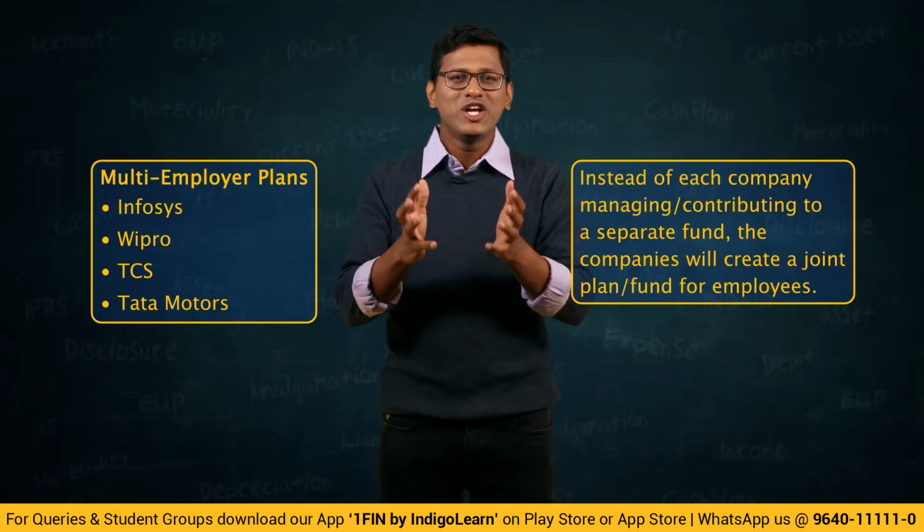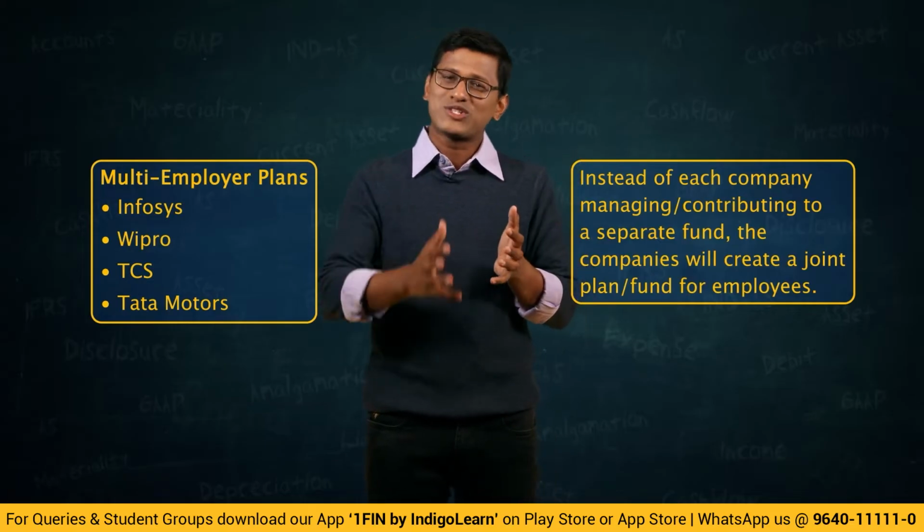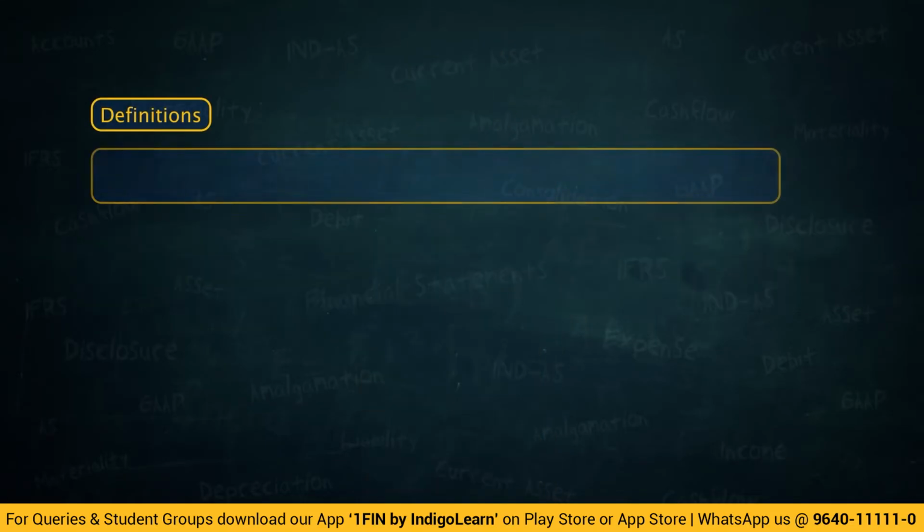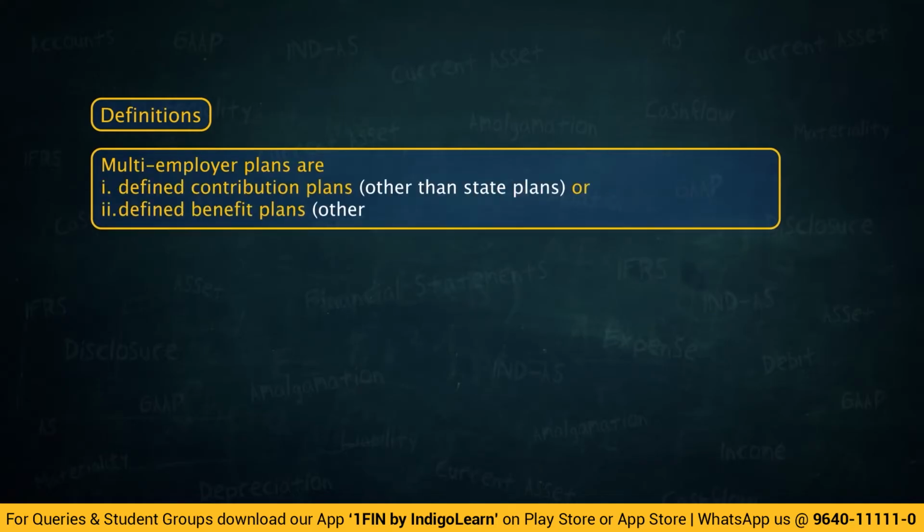That's all. So that's what you mean by multi-employer plans. Let's look at the definition. Multi-employer plans are defined contribution plans other than state plans, or defined benefit plans other than state plans that... Now basically what do we mean by this? It could be defined contribution or defined benefit plans, but these are not state plans. So these are not payments to PF departments, etc. These are not contributions to those authorities.